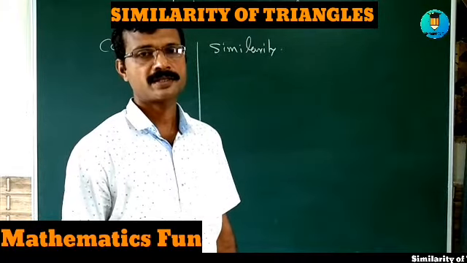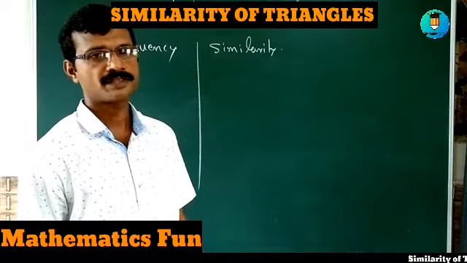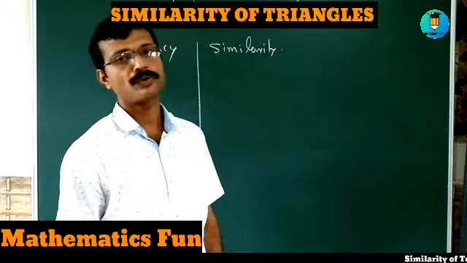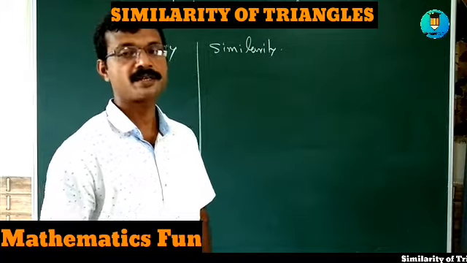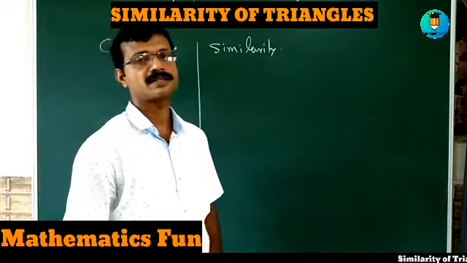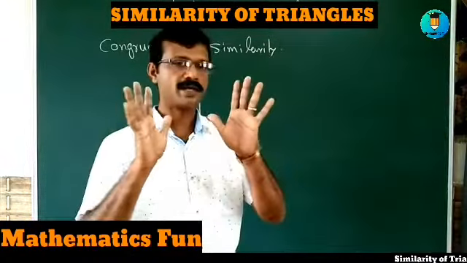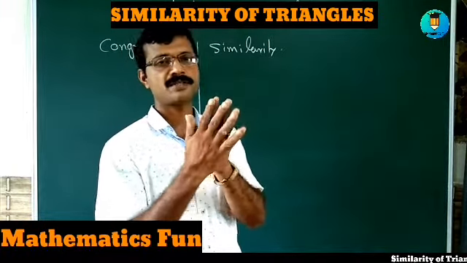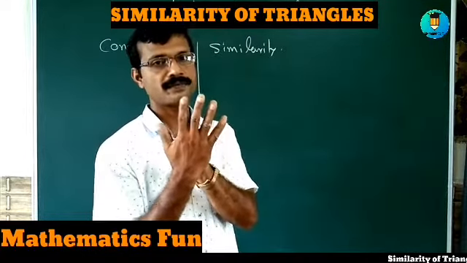So first of all, let us recollect what you know about congruency. What does congruent figure mean? Two or more figures are said to be congruent if they have the same shape and the same size. For example, if you look at my hands, I can keep one over the other and it coincides. That means both have the same shape and the same size. So this is an example of congruent figures.